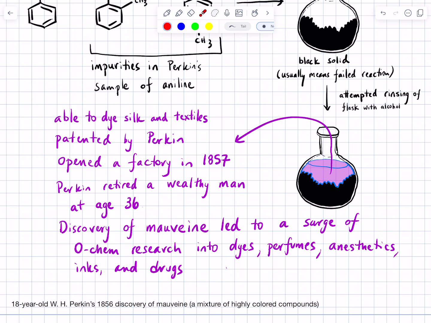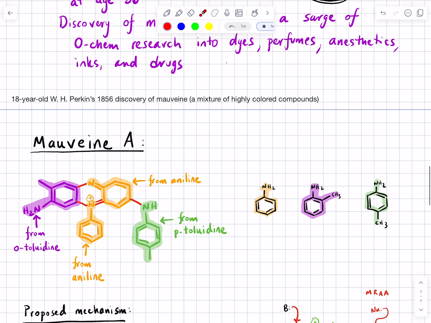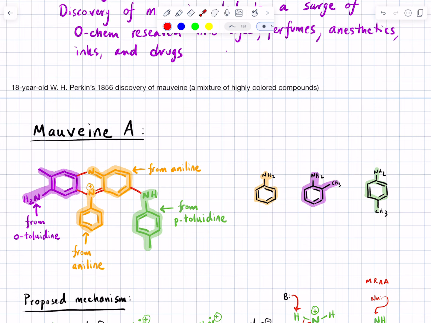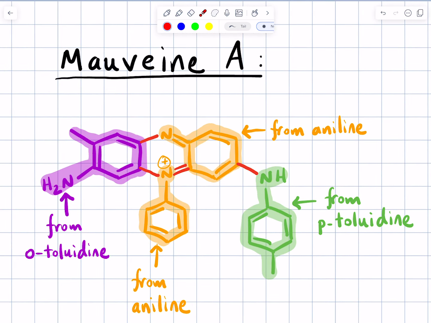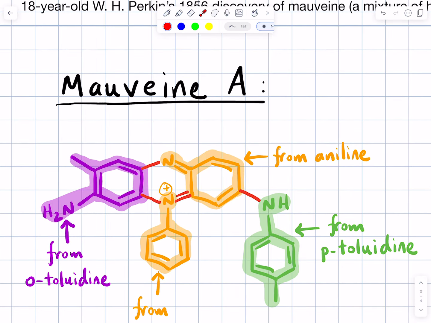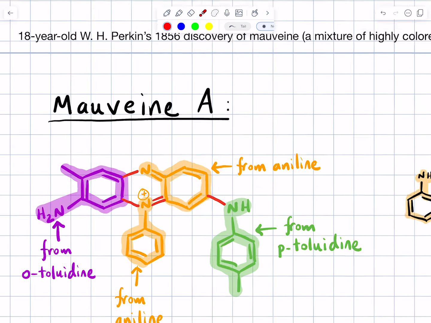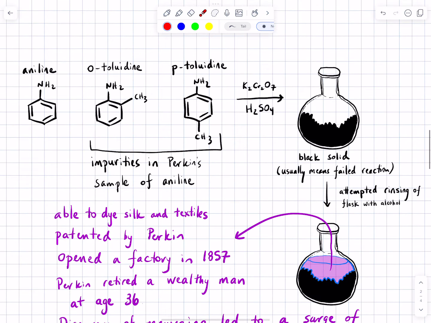What he actually made was a mixture of highly colorful compounds. This is one of them, and this is way more complicated than the starting material that he had in hand. And I don't think even during his lifetime that they knew what the structure of the molecule was. Figuring out its structure came with modern analytical tools. But if you look at the structure, you can see some of the starting materials that were present in his mixture. You've got aniline, orthotoluidine, paratoluidine.